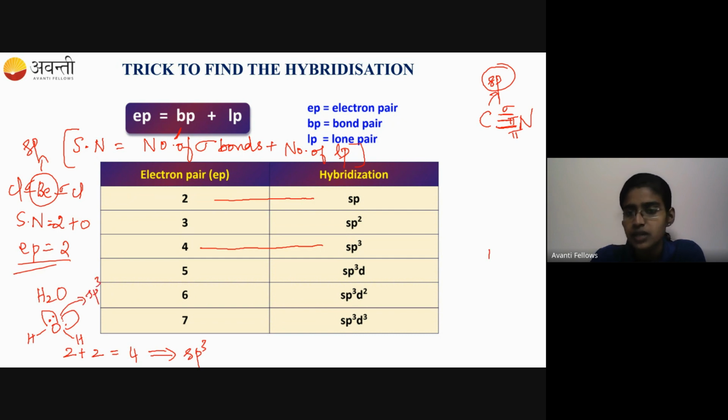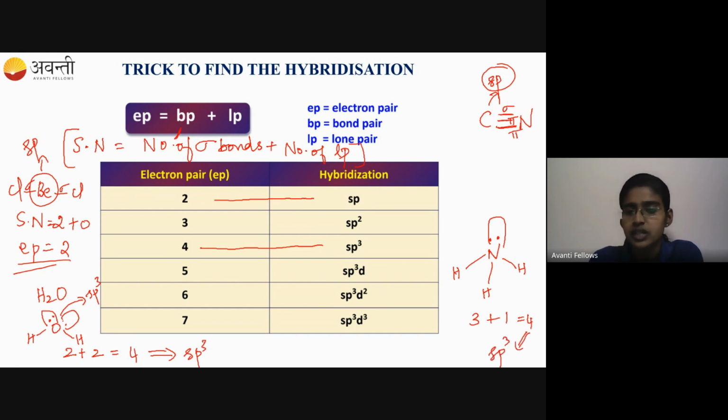Okay, you can take NH3. Nitrogen has 5 valence electrons, 3 for bond pairs and 2 present as 1 lone pair. So totally 3 bond pairs and 1 lone pair. The answer is coming out to be 4. So the hybridization is sp3.